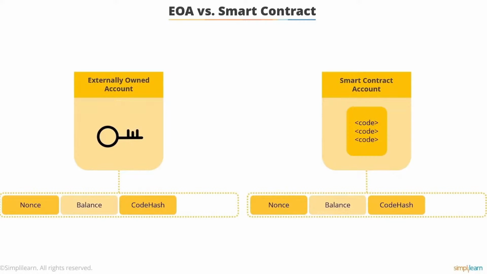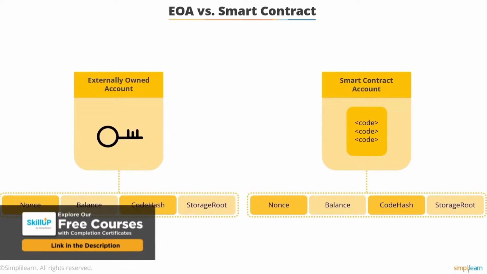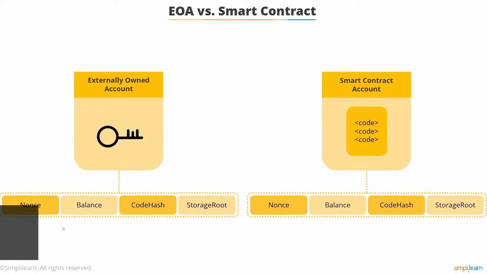The last property is storage root. It is a 256-bit hash of the root node of a Merkle tree that encodes the storage contents of the account, encoded into the tree as a mapping from the Keccak 256-bit hash of the 256-bit integer keys to the RLP encoded 256-bit integer values. This tree encodes the hash of the storage contents of this account and is empty by default. That was all about the Ethereum concepts and accounts.